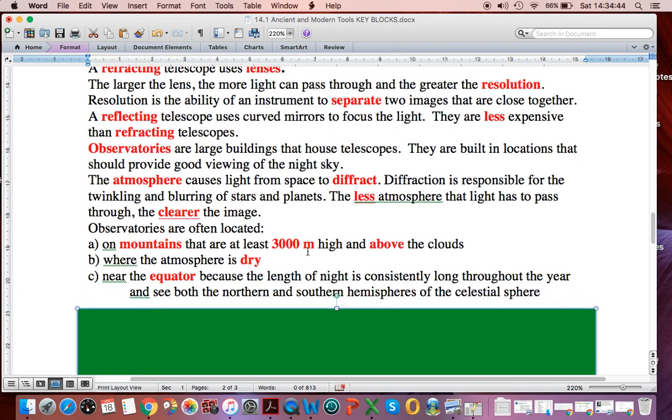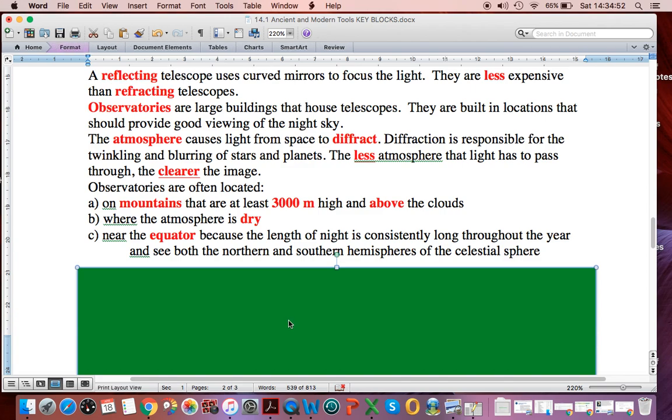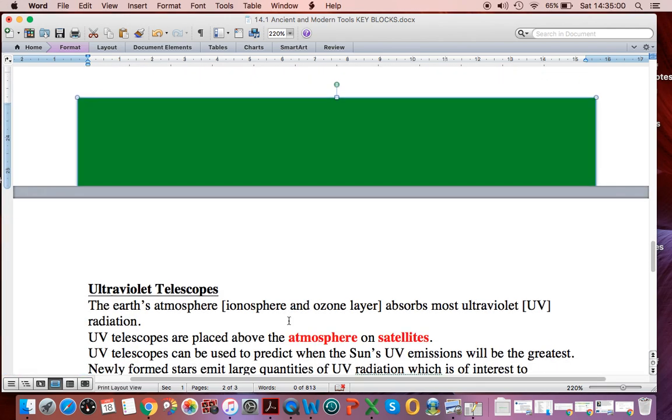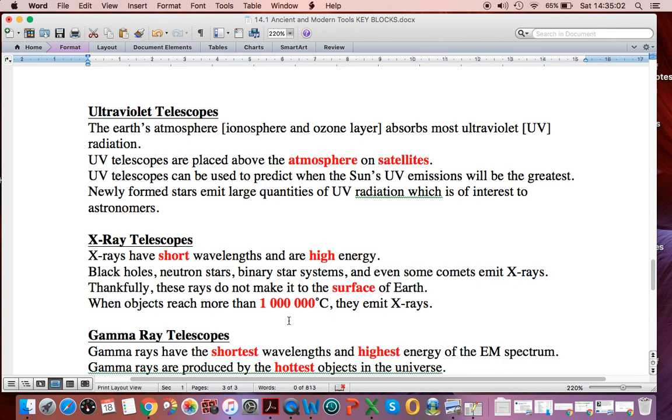So here's where it talks about observatories. We want them on mountains, we want to be above the clouds, we'd like it to be dry, so more desert-like. And so there are a lot of observatories in South America near the equator. And we are getting there. Ultraviolet telescopes. So they're detecting ultraviolet rays. And it says, hey, since newly formed stars give off a lot of ultraviolet radiation, then if you're using a UV telescope, you are going after those new stars.